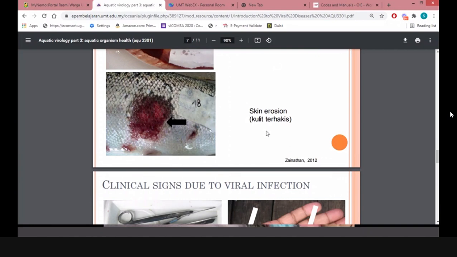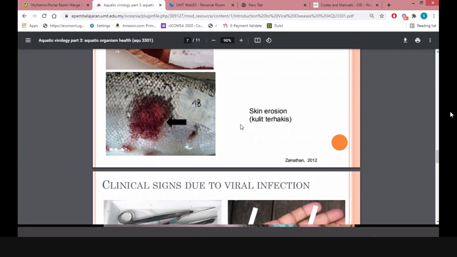So there's two ways how a skin erosion can happen. One is if you handle the fish roughly. If the farmers or the staff handle the fish roughly, then it can produce skin erosion. Or it can also be produced due to parasite infection. So ada parasite yang sometimes akan melekat pada kulit ikan. So jika berlaku begitu, ikan akan rasa gatal.